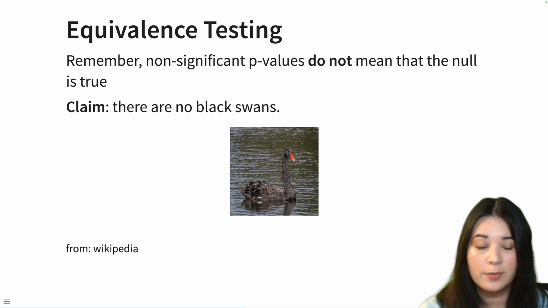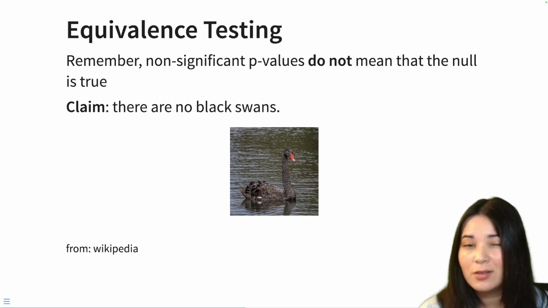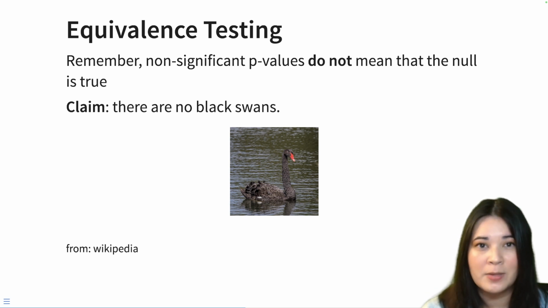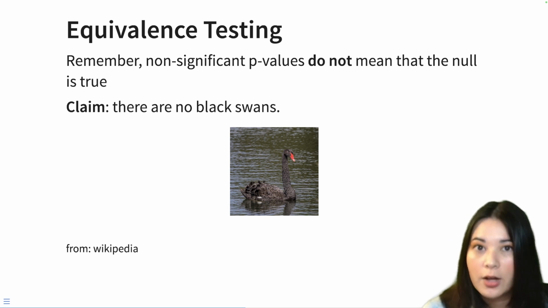Now, before, when we were talking about null hypothesis significance testing, we made the claim that non-significant p-values do not mean that the null is true. If we find significant p-values, we feel comfortable rejecting the null, but non-significant p-values don't allow us to accept the null. Remember I said it's just the same as saying, well, I didn't find evidence that John Doe is a murderer, so he's not a murderer.